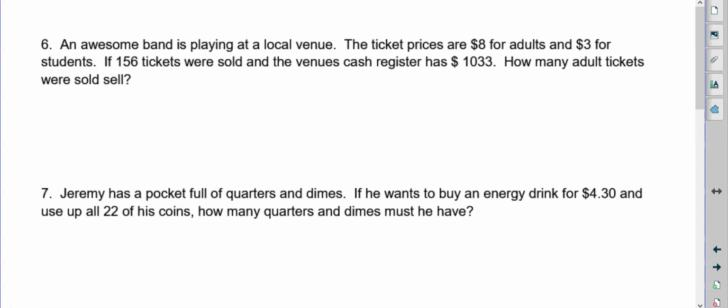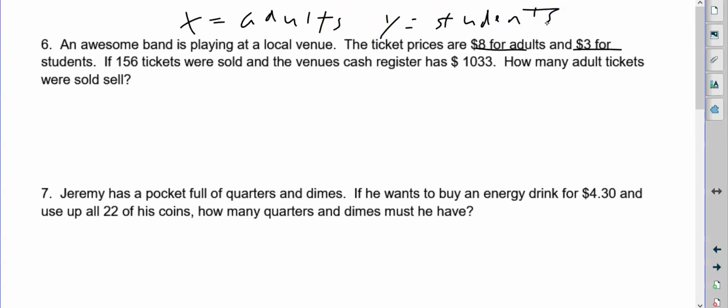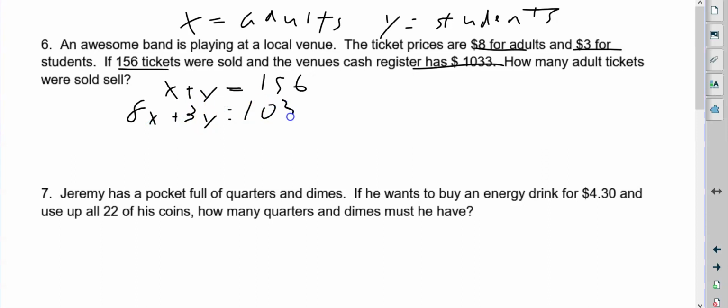All right, number 6. Awesome Band is playing at a local venue. Ticket prices are 8 for adults, 3 for students. So X adults, Y is students. 156 tickets sold. This is how much was made. This is back to the classic. X number of tickets plus Y number of tickets equals number of tickets. Cost per ticket plus cost per ticket equals the total money made.